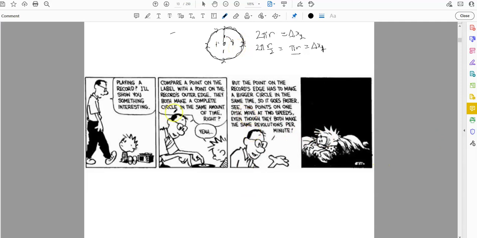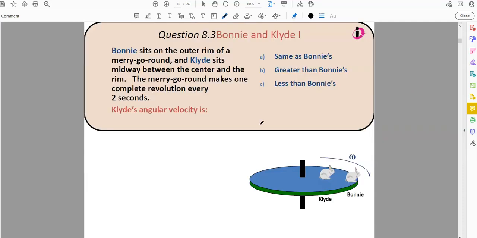So maybe just pause this and read it. It's really cute and fun. Anywho, moving on. Well, this is that exact problem.